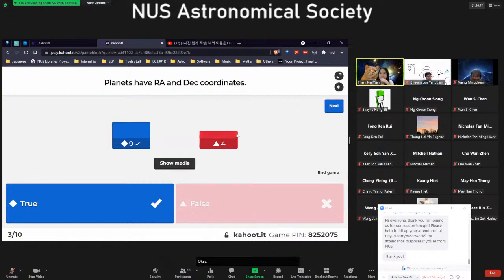This was a bit more difficult question because I did mention that the planets move. So they're not fixed, and they don't have fixed right ascension and declination coordinates, but they do have them.